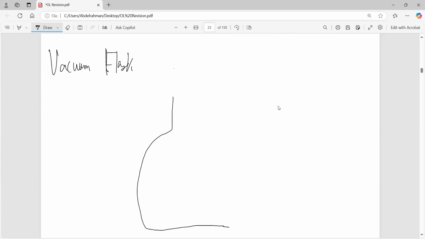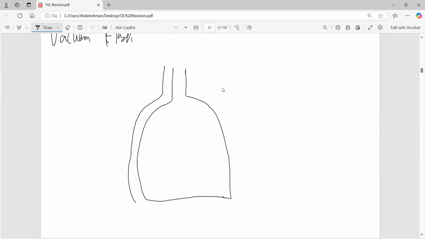It has a very weird nozzle, but it's okay. We call it a vacuum flask. So between these two surfaces, we would have a vacuum. I know it's a weird looking flask, but sorry.